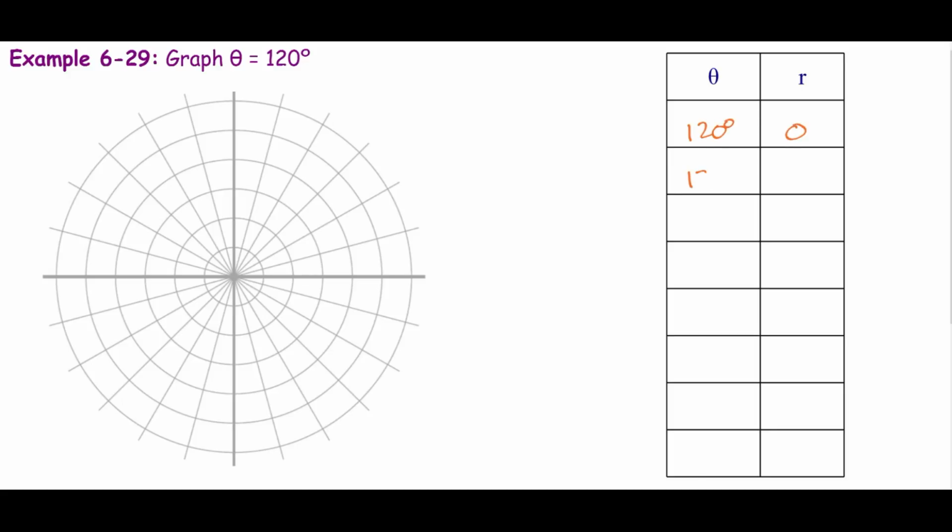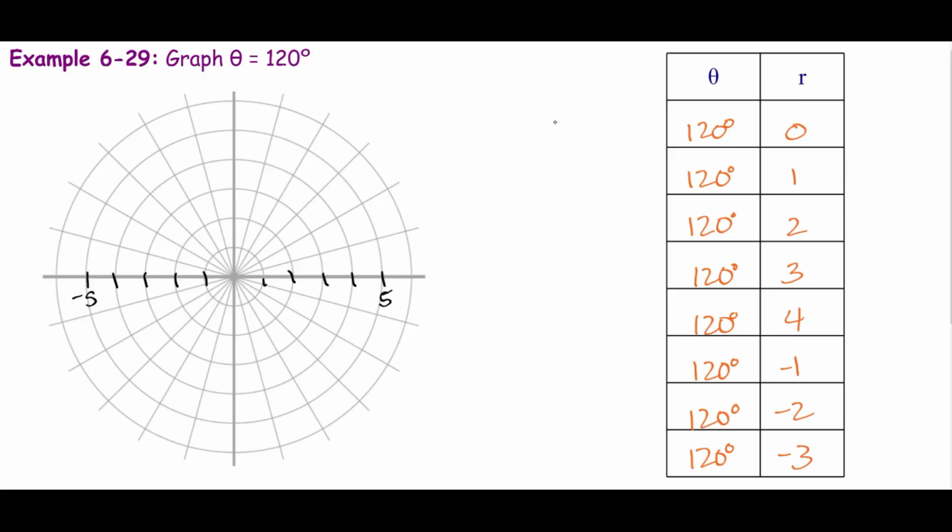So we'll say (0, 120 degrees), (1, 120 degrees), (2, 120 degrees), (3, 120 degrees), (4, 120 degrees), and then let's go (-1, 120 degrees), (-2, 120 degrees), (-3, 120 degrees). And then I'm going to start plotting my points. So remember, this is (0, 120 degrees), and then this will be (1, 120 degrees), etc.